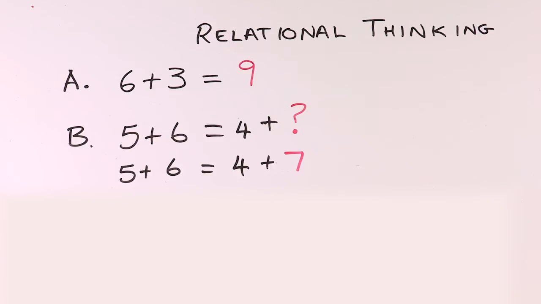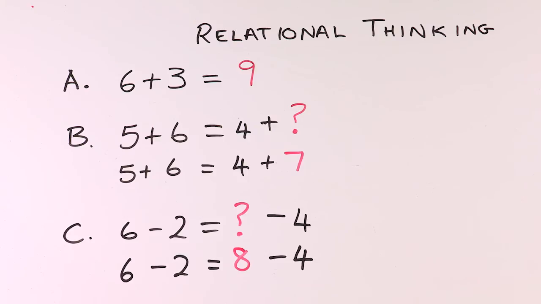In the final example, we look at how relational thinking works when we do a subtraction sum. Here we've got 6 take 2 equals something take 4. Some of us would work out that 6 take 2 is 4. Something take 4 to be 4, it would have to be 8. So our missing number would be 8. But if we think about it relationally, we can say that the 2 has gone up by 2 to get to 4. So the 6 must go up by 2 as well to get to 8 to keep our equations balanced.